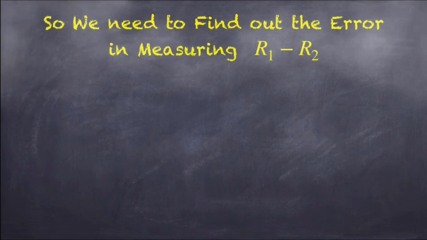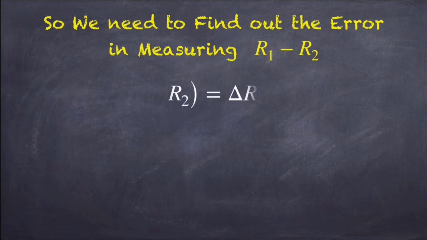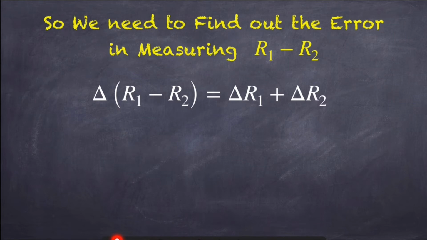So we need to find out the error in measuring the expression R1 minus R2. The error in the expression R1 minus R2 will be equal to the sum of the individual errors, that is, the error in the expression R1 plus the error in the expression R2. For R1 we had R1 equal to a plus minus b, where a was the measured value of R1 and b was the absolute error in measuring the value of R1. So again delta R1 I can write as plus minus b.